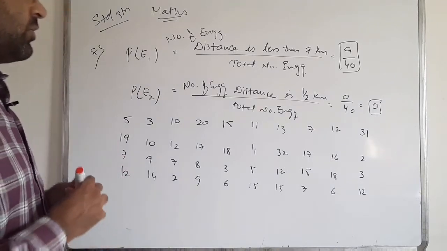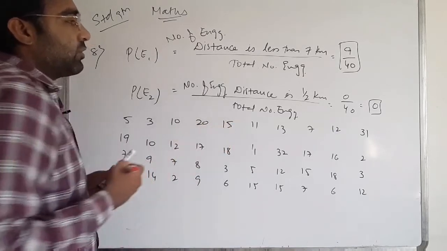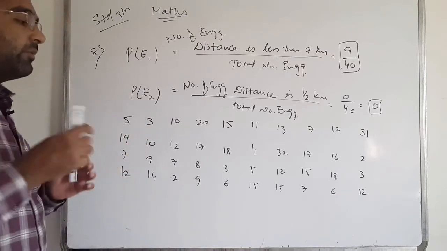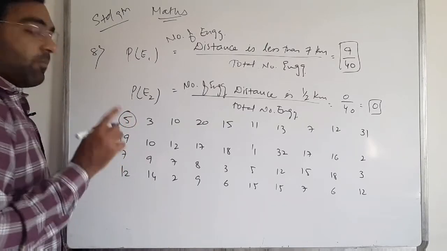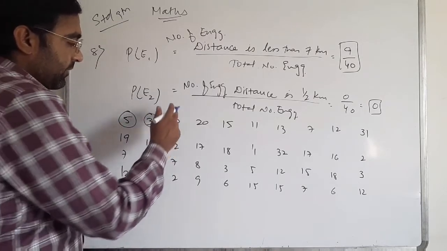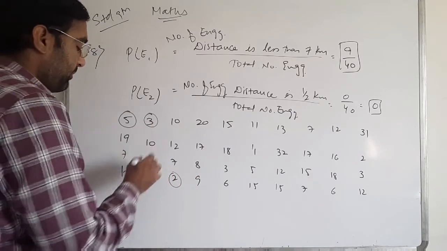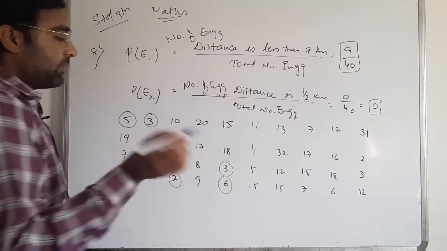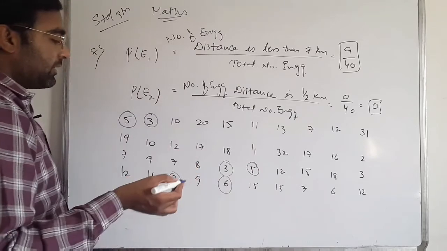So how many employees have a distance less than 7? We have to count from 0 to 6. First, 5 is between 0 and 6. Another number, 3, is between 0 and 6. 2 is between 0 and 6. We don't have to count 7. That is a must to understand. 3 is between 0 and 6, 6 is between 0 and 6, including 6, and 5 is between 0 and 6.